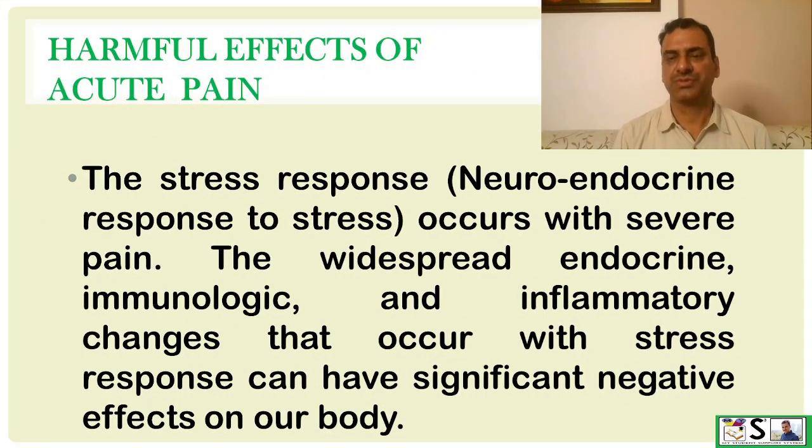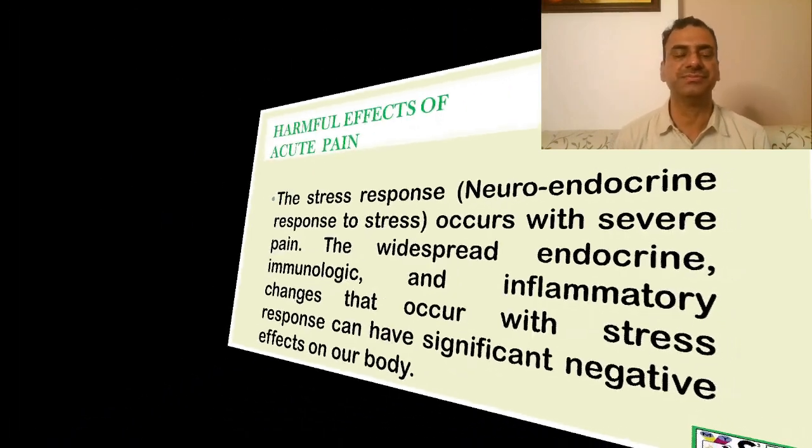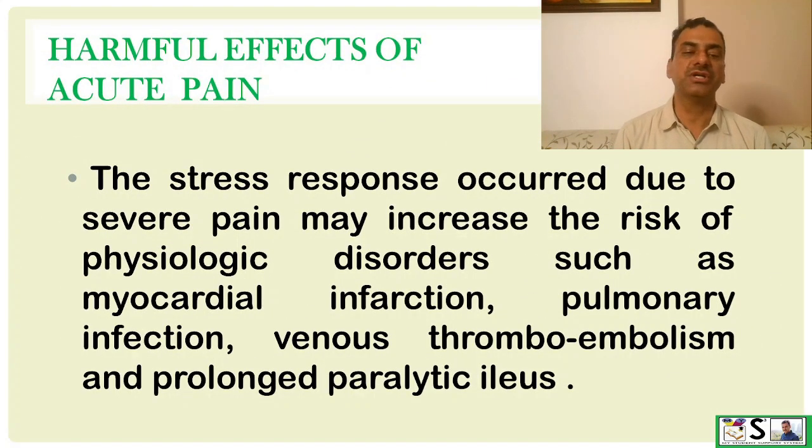The stress response, that is the neuroendocrine response to stress, occurs with severe pain. The widespread endocrine, immunologic, and inflammatory changes that occur with the stress response can have significant negative effects on the body. The stress response due to severe pain may increase the risk of physiologic disorders such as myocardial infarction, pulmonary infection, venous thromboembolism, and prolonged paralytic ileus.